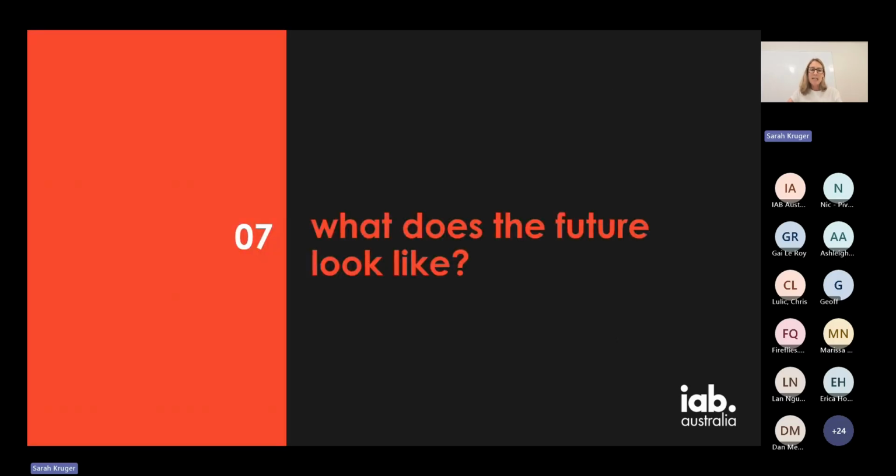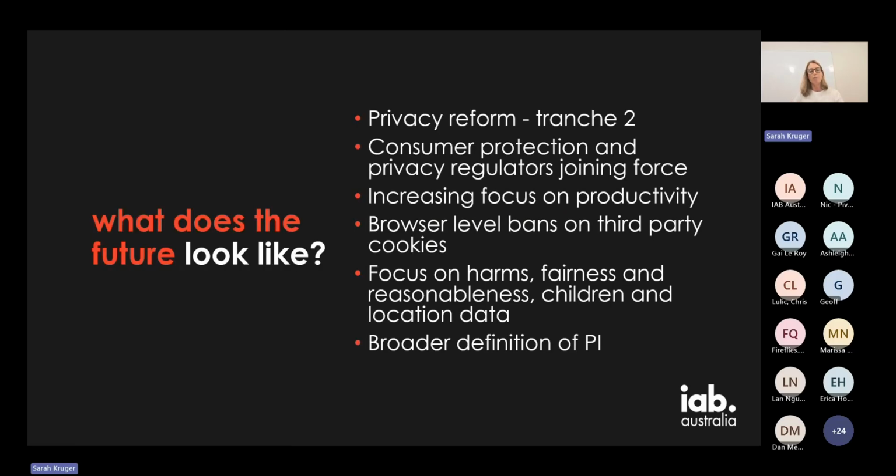So in the last couple of minutes, what does the future look like? I can talk for hours on policy and privacy reform. So anyone who wants to talk about this in more detail, give me a bell, but just so you know the basics. We probably all know that there were a set of privacy reforms about 1.5 years ago, which people often call Tranche 1. Tranche 2, the second set of reforms, is yet to come.